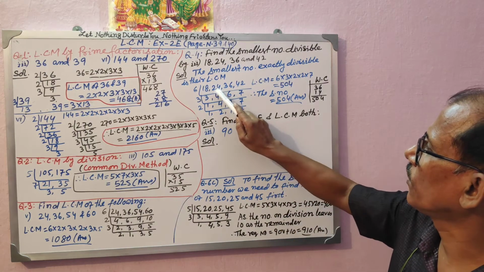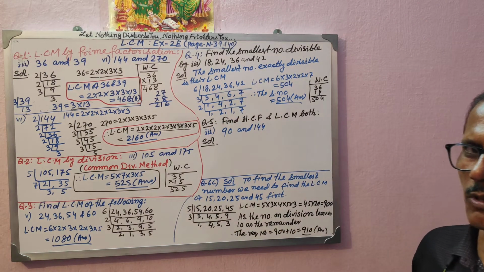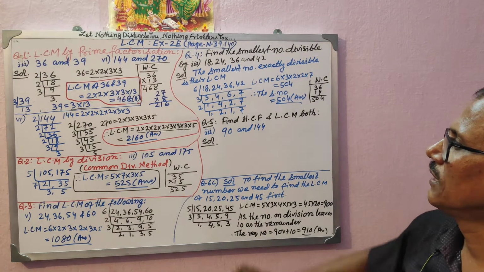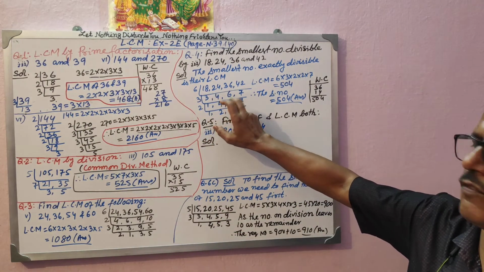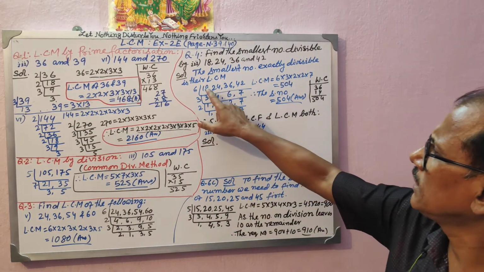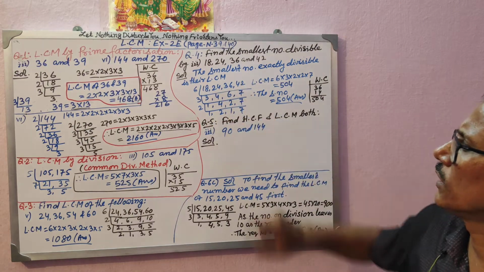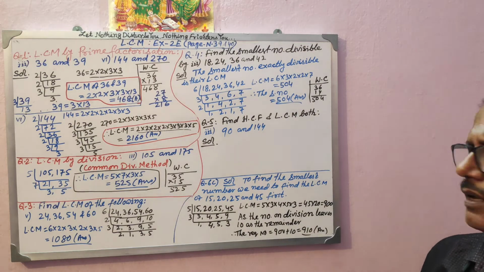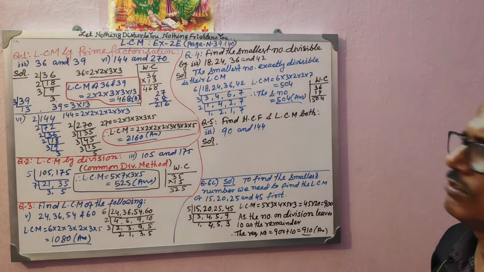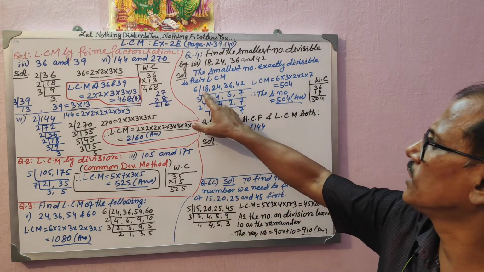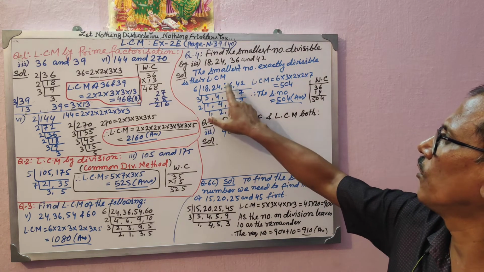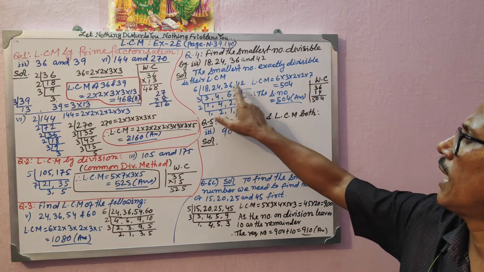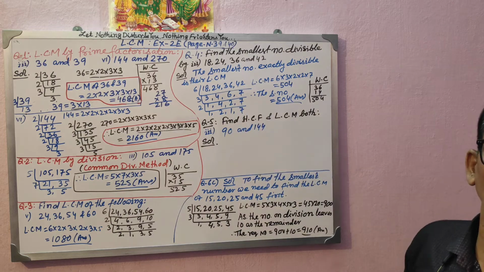See, 18, 24, 36 and 42. I have picked all the numbers. Dear, I didn't choose only a prime factor to divide. I have seen 18, 24, 36 and 42, which common number can divide all of them together. I find 6 is the number which can divide all. 6 3s are 18, 6 4s are 24, 6 6s are 36 and 6 7s are 42. Understood?